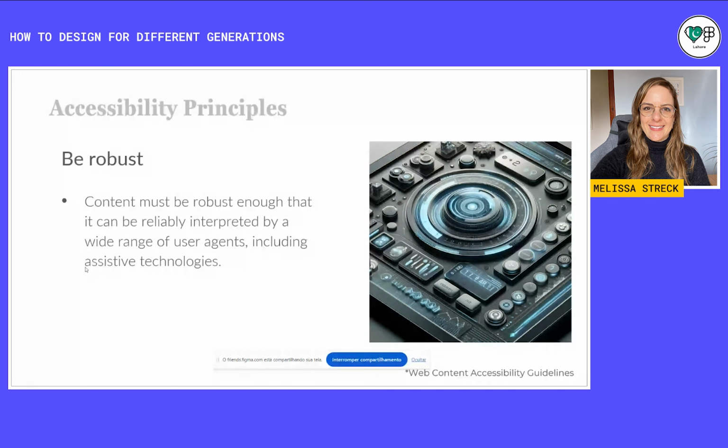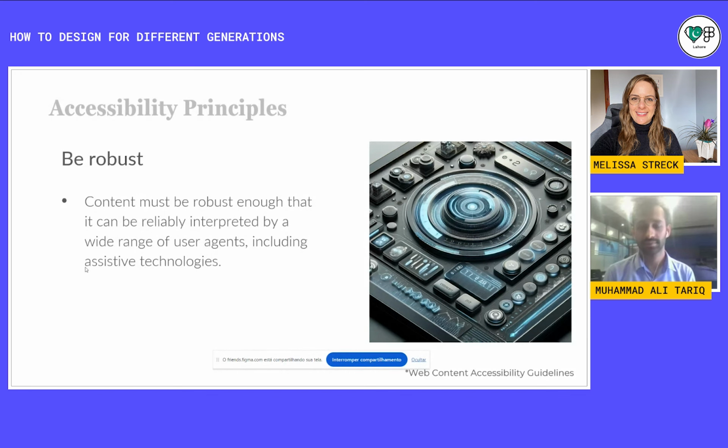This is why this is called being robust. Robustness here means we need to care about the way we are providing all the information behind the screen, right? The code, everything, so that a user that needs to use assistive technology can correctly get all the information, all the features, and all the possibilities that this app or this website, or this digital product is providing.